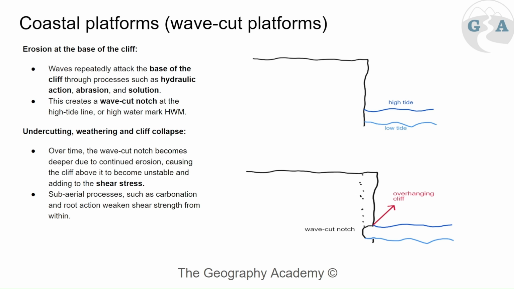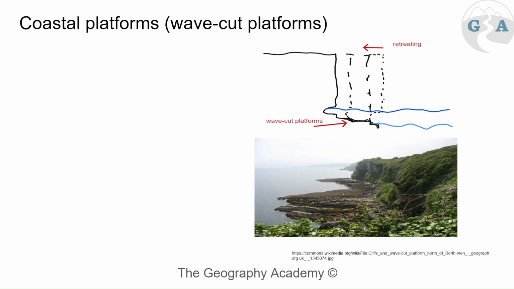And then you've got subaerial processes. So we can think about maybe root action going into the rock. We could think about carbonation, especially if it's a limestone, for example, and those chemical types of weathering happening there. So that's reducing the interior structure and the shear strength. This will then cause a shift in the equilibrium of the cliff and will cause it to collapse inwards.